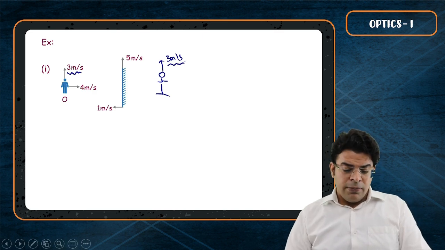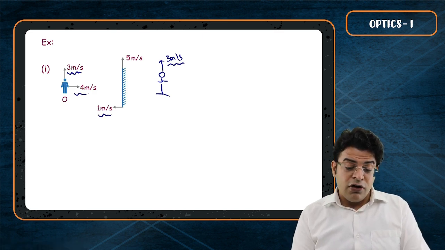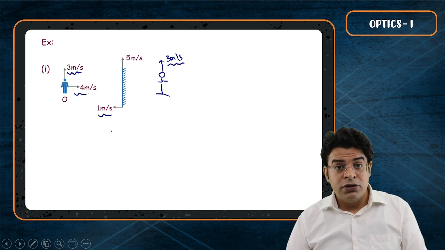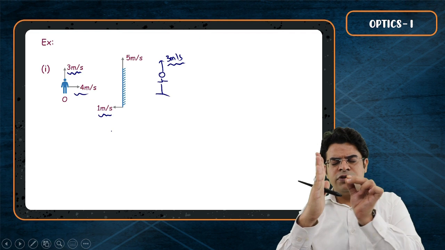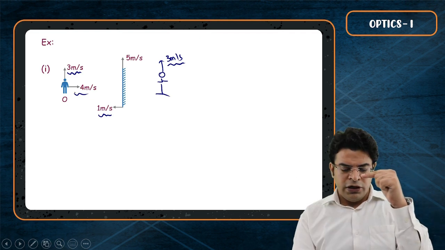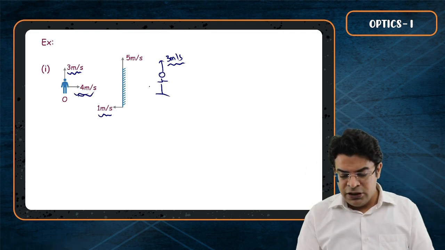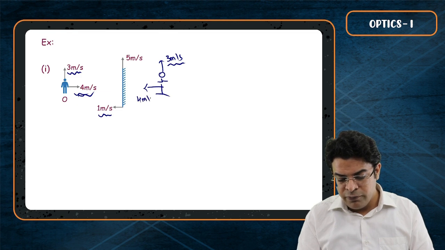Now let's talk about what will be the velocity of the image along the normal. Think of it one by one. First of all, think that just the object is moving. So if the object has a velocity of 4 meter per second towards the mirror, the image will have a velocity of 4 meter per second here.